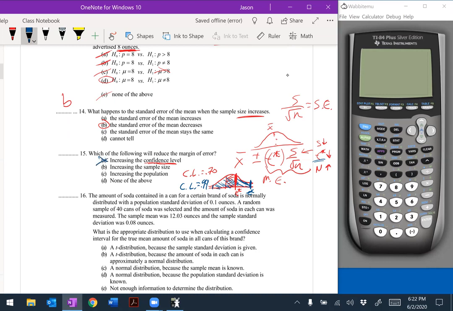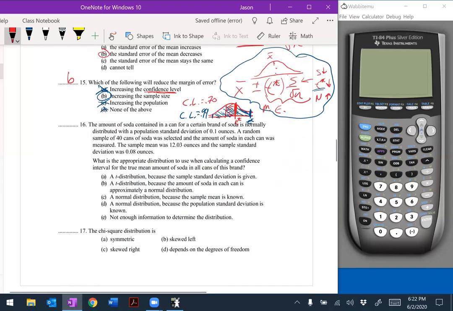What about increasing the sample size? Will that reduce the margin of error? Yes, it will reduce the standard error, which we saw in the previous question, which will also reduce the margin of error. What about increasing the population? We don't care about the population, because nothing that we do with a confidence interval has anything to do with the population size. It only has to do with the sample size. Population size doesn't affect it. And none of the above. So we're going to go with B on that one.